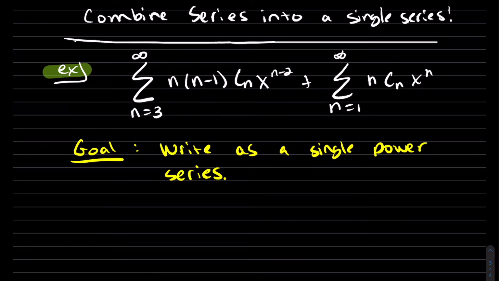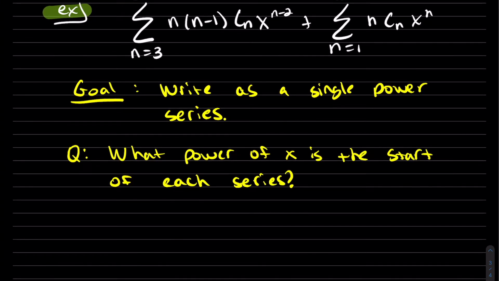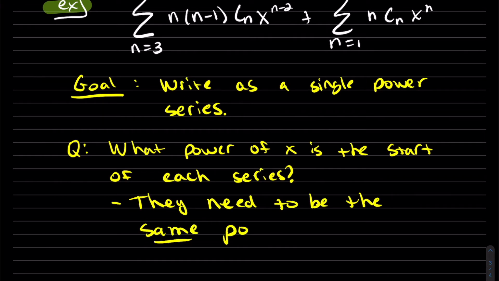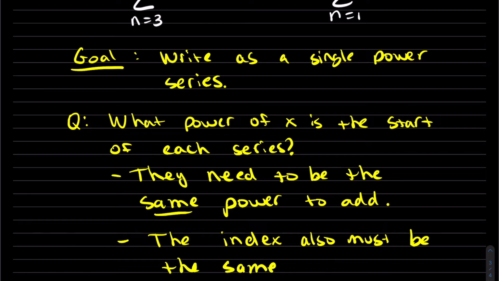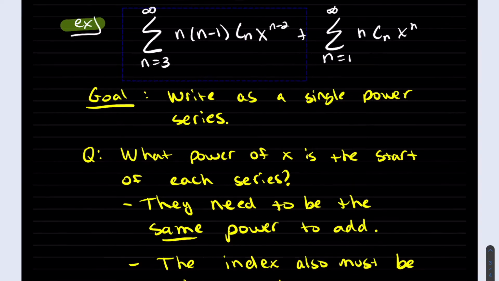So the first thing we want to look at, you can think of these as terms. If we're adding powers of a function, they have to be the same power, okay? They also have to have the same index. So let's write that out. The question is, what power of x is at the start of each series? So they need to be the same power in order to add, and the index must also be the same. So for this one, I'm just going to copy it again because I'm going to work on it.